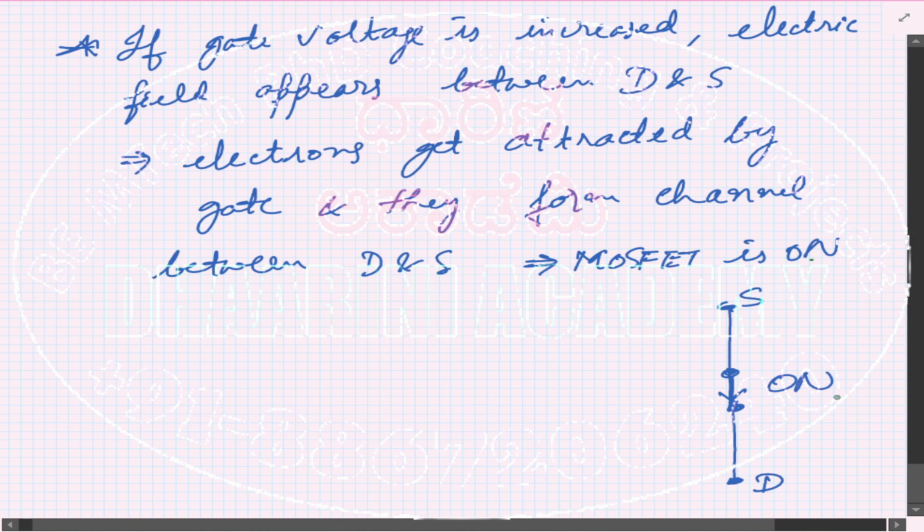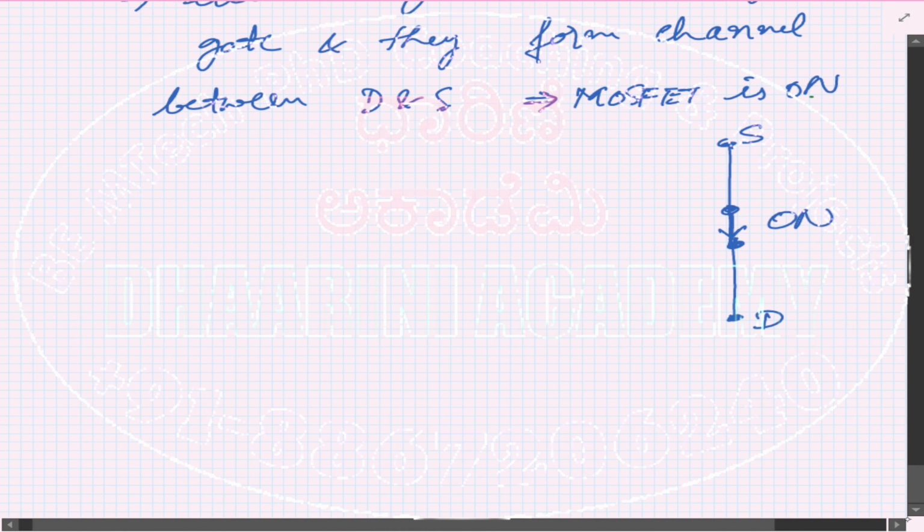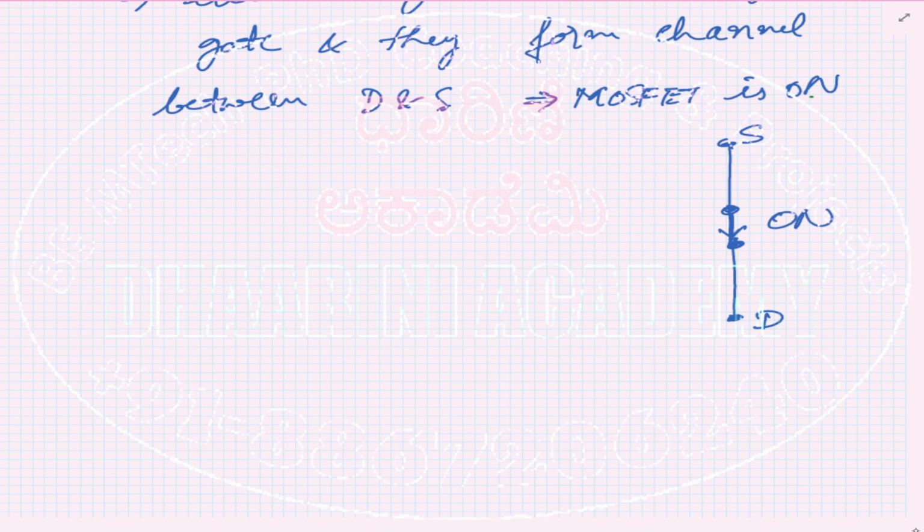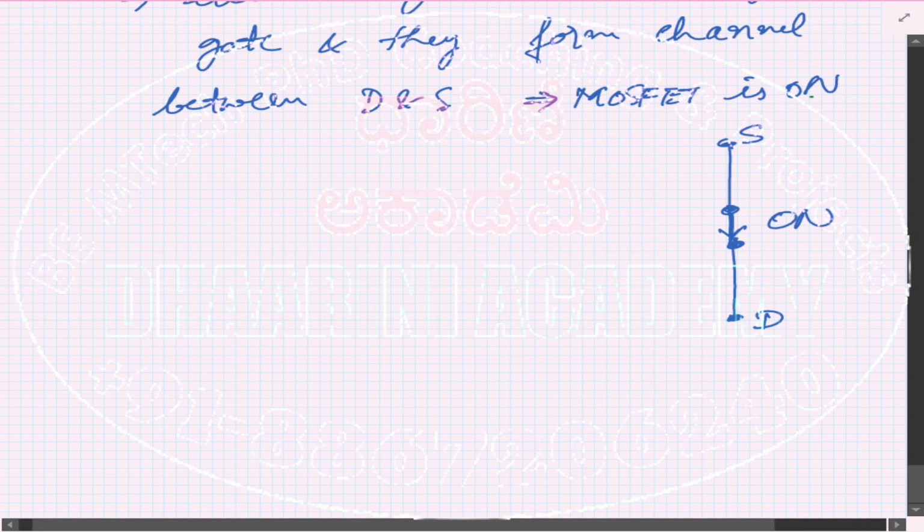So the drain has to be connected to a positive voltage, and only in that case will there be a flow of electrons. The source will be grounded. If that is the mode of connection, we can say that yes, the transistor is on. This is the case of the N MOSFET only. So how can the N MOSFET be made to work in this fashion? Yes, this is the answer.